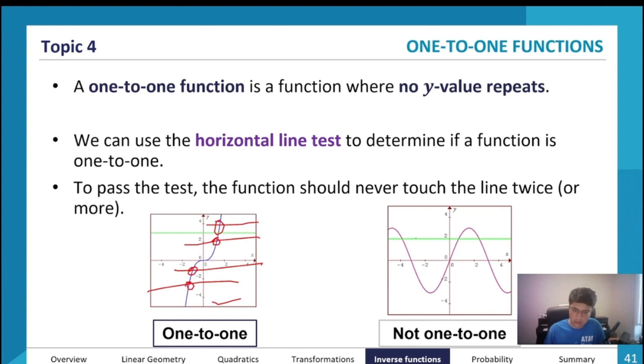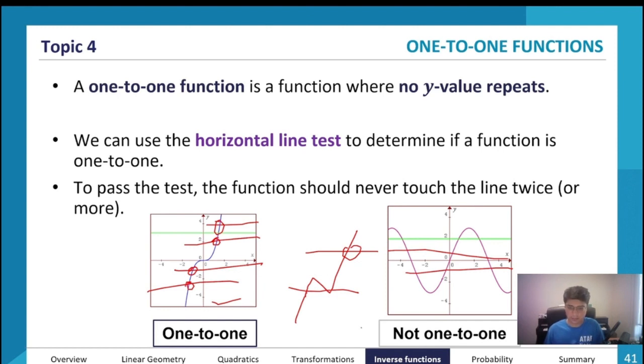Then you can look at this graph here. No matter where we put a horizontal line, it's going to intersect the graph multiple times. Now, you might have a graph that looks something like this, where if you put a horizontal line here, it only intersects once. But if there's any point along the graph where you put a horizontal line and it touches the graph more than once, then that graph isn't one-to-one.